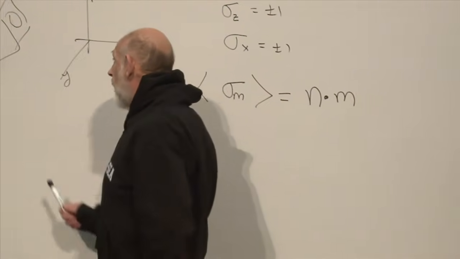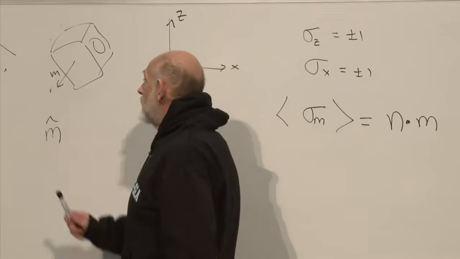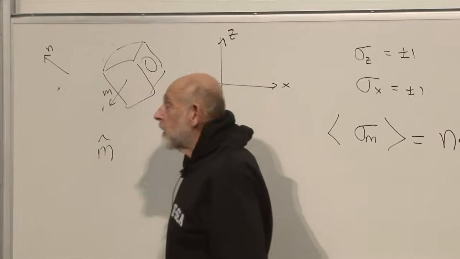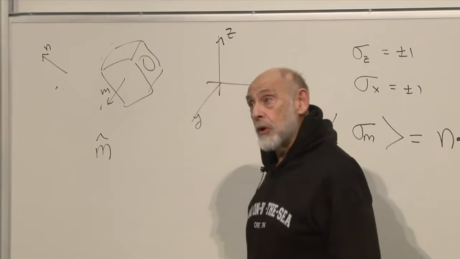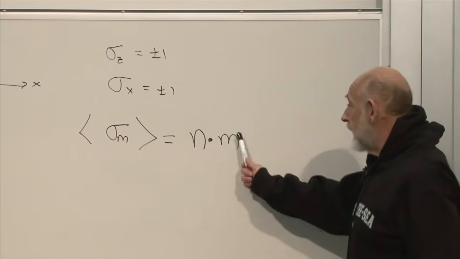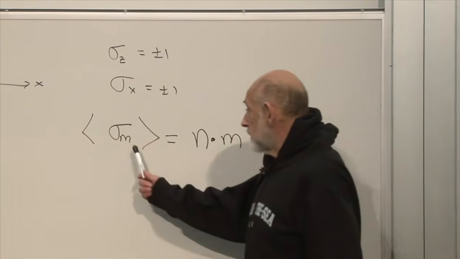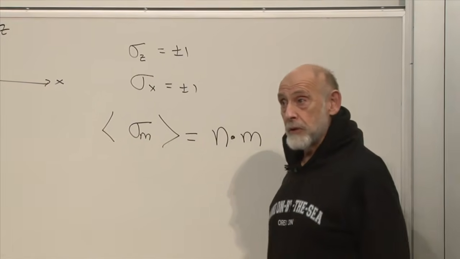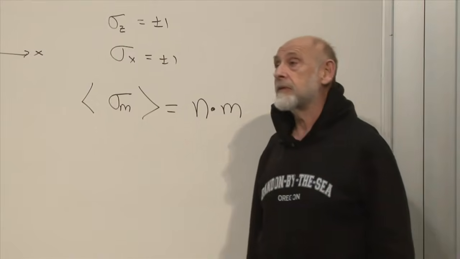The facts are, if you first prepare by putting your apparatus along one direction, and then measure with your apparatus along the other direction, the average value of the result will be n dot m, but every single event will be a +1 or a -1. Nothing left to say. Say it anyway.